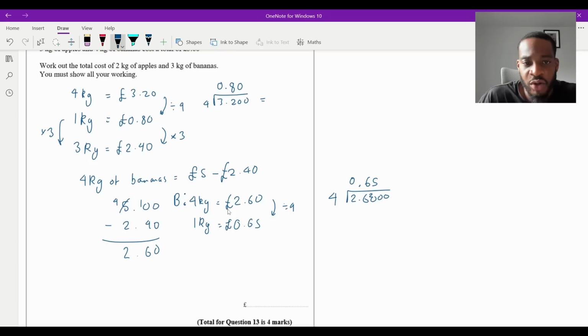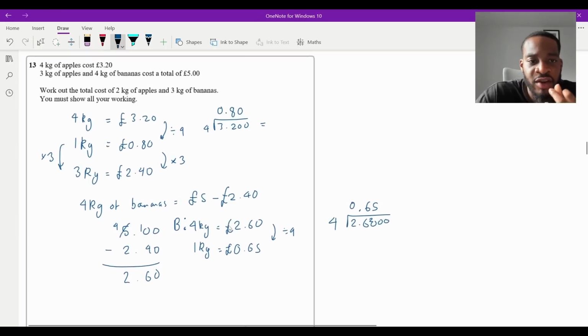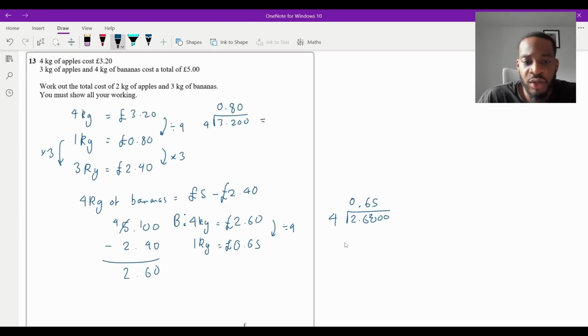So now we know the cost of each of the apples and the bananas per kilogram. It says work out the total cost of 2 kilograms of apples and 3 kilograms of bananas. So what I'm going to do is I'll do it here. I'll just write A for apples like that.